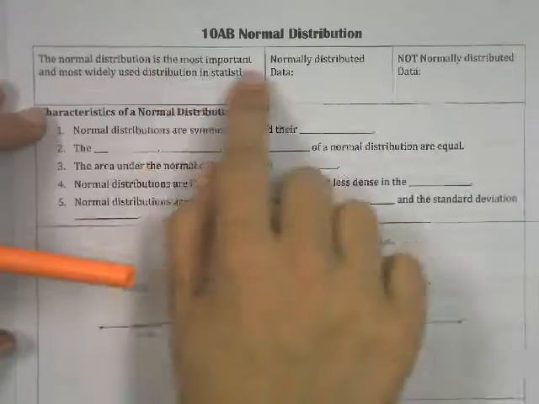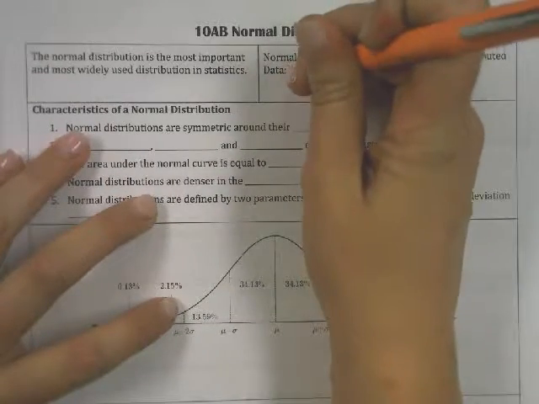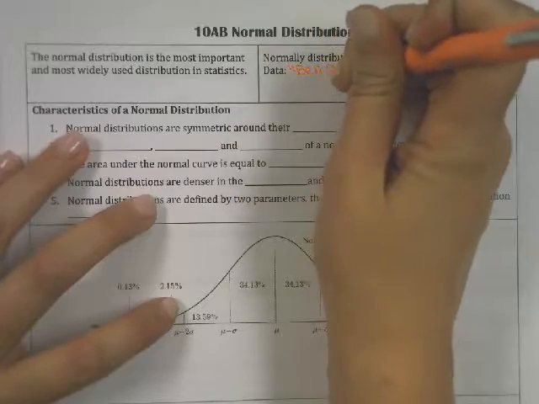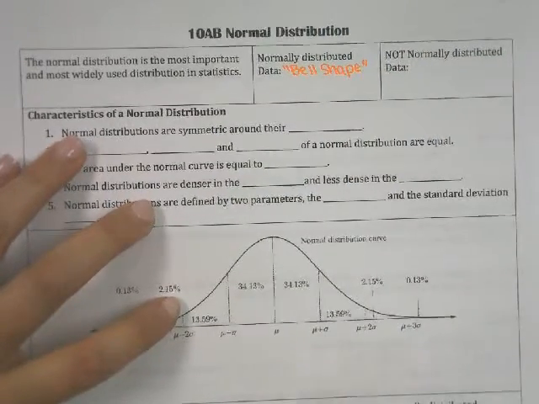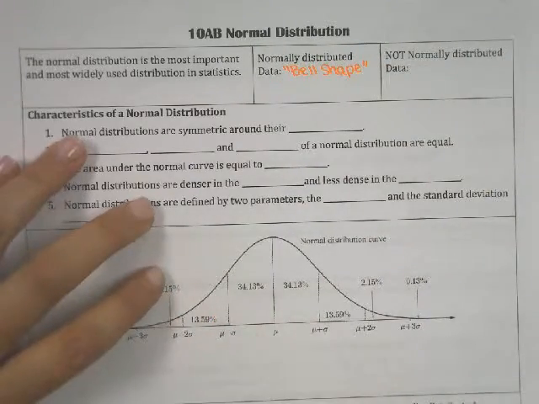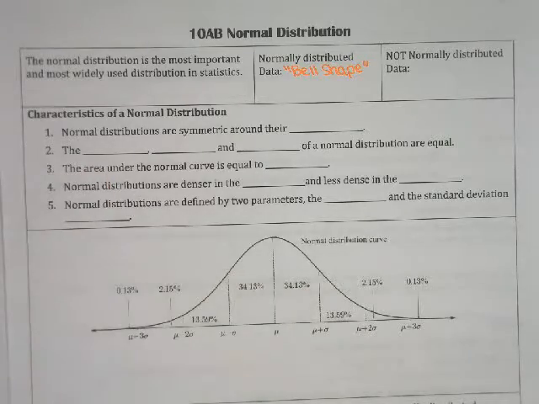So the normal distribution is the most important and most widely used distribution in statistics. The reason for that is because it occurs very often. So normally distributed data is going to form a bell shape. You may hear this as the bell curve. And it just has a lot of data close to the middle, and then it's symmetric on both ends.